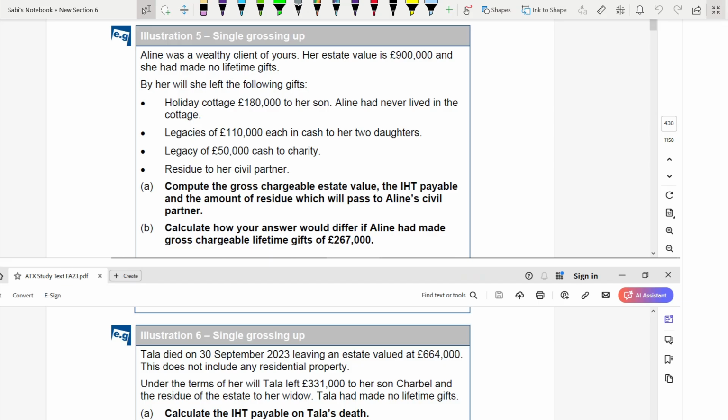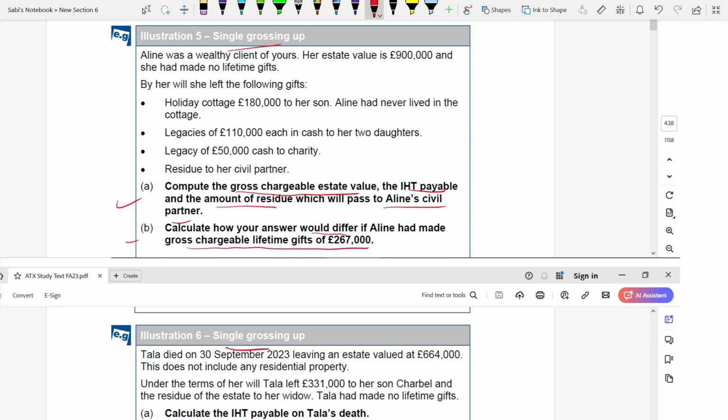The last two questions of this lecture are illustrations 5 and 6. They are a little lengthy. Both relate to single grossing up. So I will go through 5 a little slowly and 6 a little quicker because they are similar in nature. 6 is a little lengthier than 5. We have two parts to 5. Gross chargeable estate value, IHT payable, and the amount of the residue which will pass to the civil partner. So the civil partner is an exempt residue. That's why it is single grossing up. Calculate how your answer would differ if Alan had made a gross chargeable lifetime gift of this much.